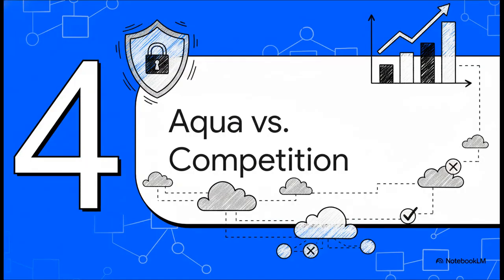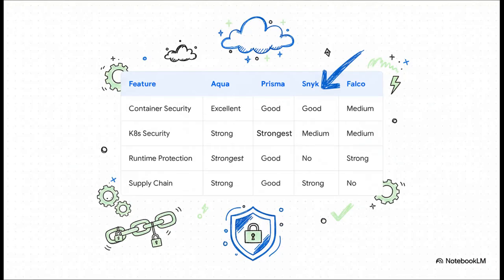It stops the attack dead in its tracks as it's happening. Okay, so we've got a good idea of how Aqua works. But let's be real, it's not the only game in town. It's a crowded market out there. So how does it actually stack up against the competition? Now, you can see here that other tools are strong, really strong, in their own lanes. Snyk, for example, is amazing at supply chain security. But Aqua is consistently strong or excellent right across the board.